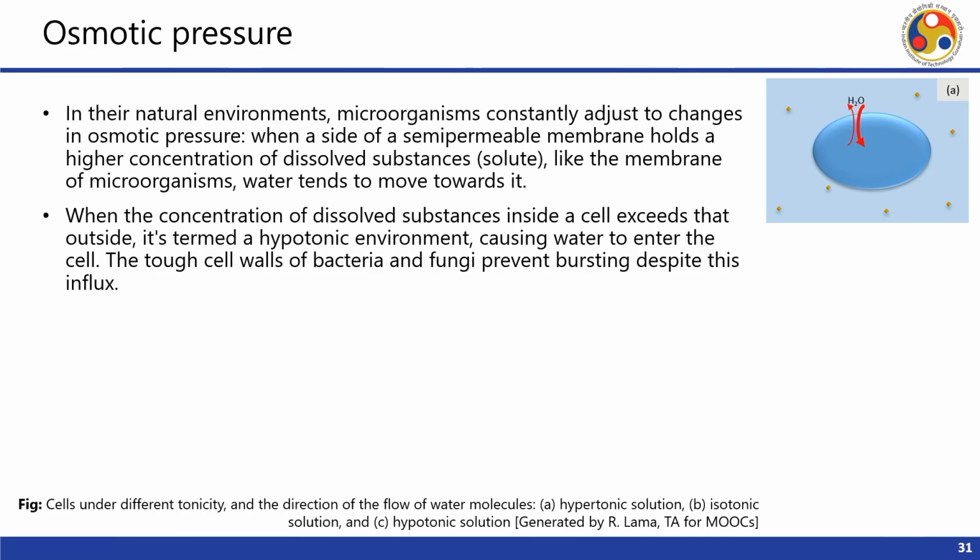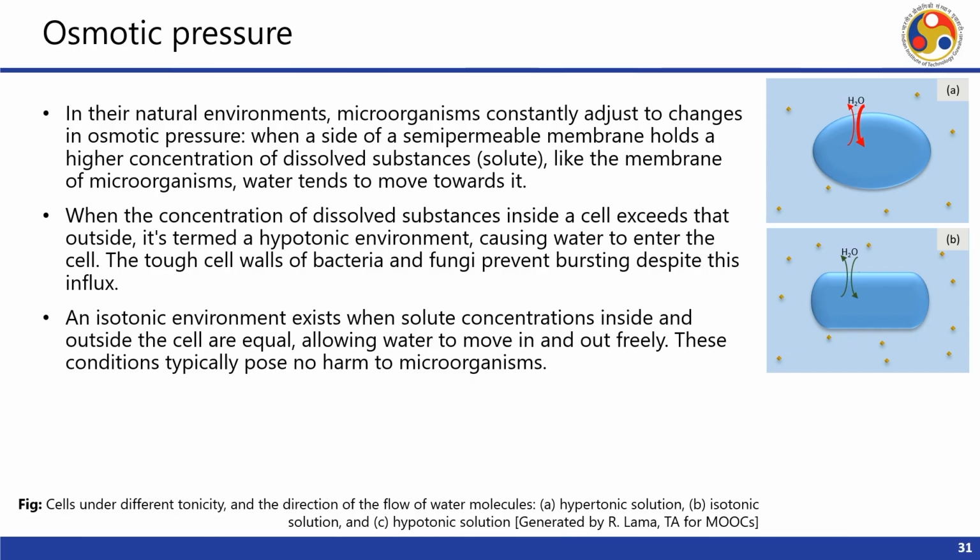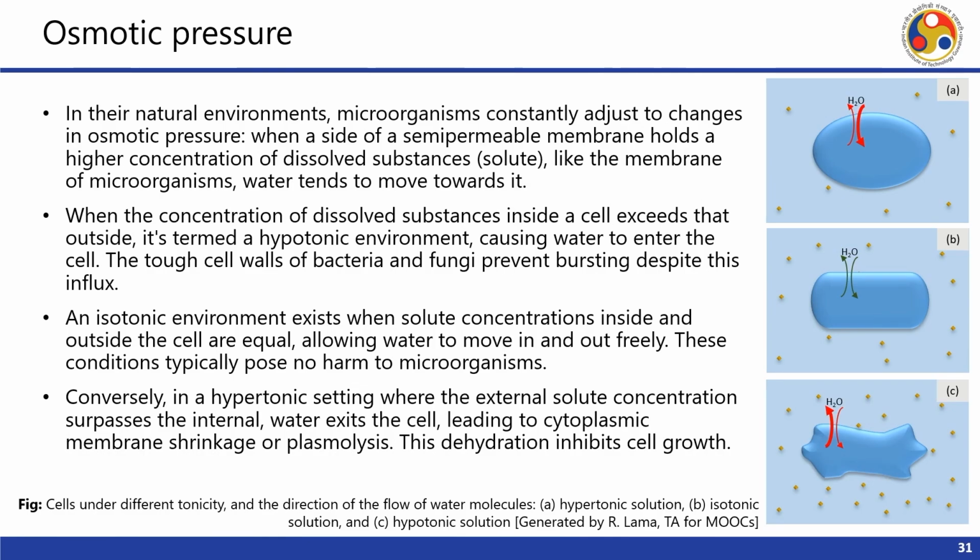The tough cell wall of bacteria and fungi prevents bursting despite this influx, because due to the entry of water there will always be a pressure exerted on the wall. An isotonic environment exists when solute concentrations both inside and outside the cell are equal, allowing water to move in and out freely. These conditions typically pose no harm to the microorganisms. Conversely, in a hypertonic setting where the external solute concentration surpasses the internal, water exits the cell, leading to cytoplasmic membrane shrinkage or plasmolysis. This dehydration inhibits cell growth.